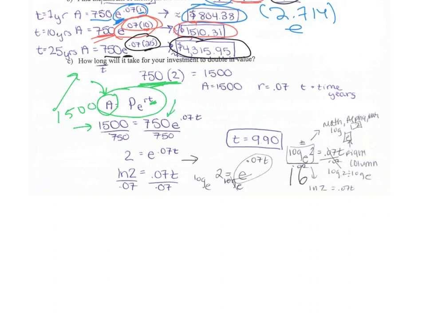So we know $1,500. We know that our P, our initial amount, is 750, E, which is a number, raised to the R, 0.07, T. There's only one variable, one unknown. So for this problem, right, we first divide by, we want to isolate E raised to the 0.07 T. So we divide by 750, those cancel. 1,500 divided by 750, we get 2 is equal to E raised to the 0.07 T. So for this problem, there's 2 ways you can do it.